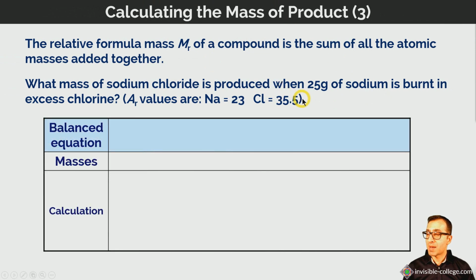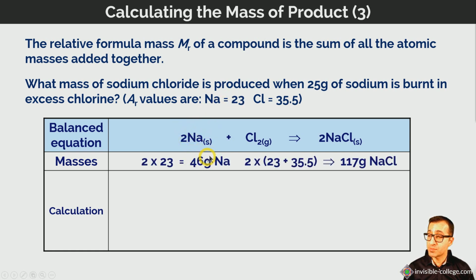Okay, so again, we start with the balanced symbol equation. And so from the balanced symbol equation, we can see that 2 moles of sodium react to produce 2 moles of sodium chloride. Now, each mole of sodium will have a mass in grams numerically equal to the relative atomic mass of sodium. So 2 moles of sodium will have a mass of 46 grams. The relative formula mass of sodium chloride is 23 for the sodium plus 35.5 for the chlorine. We're producing 2 moles of it, so it would be 2 times that in grams, which is 117 grams. So we see here from these numbers that 46 grams of sodium reacts to produce 117 grams of sodium chloride.